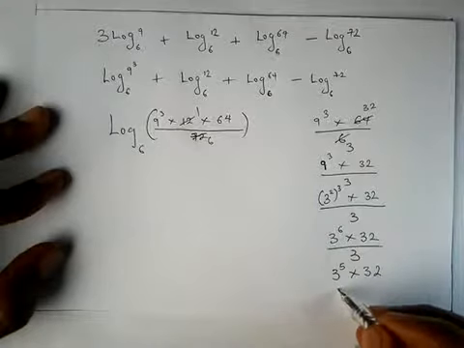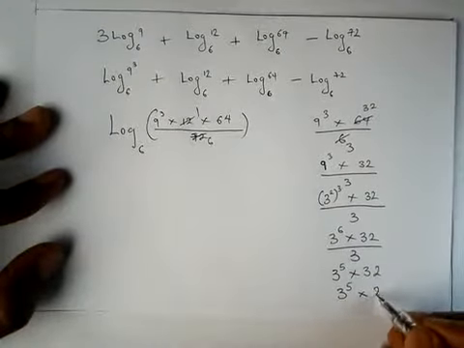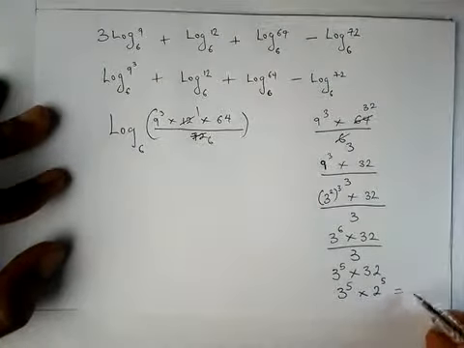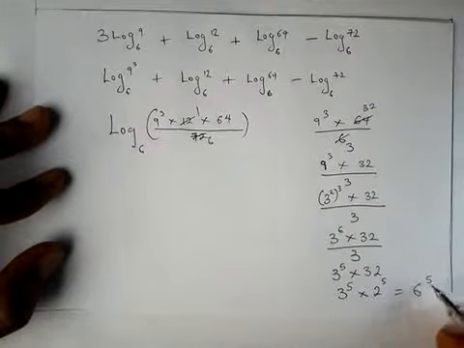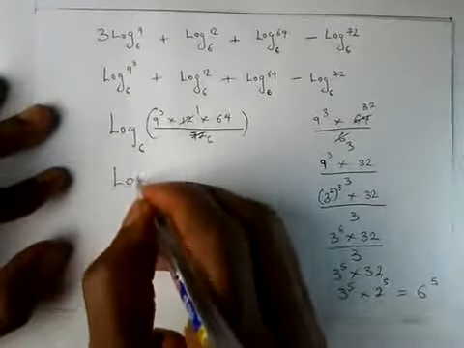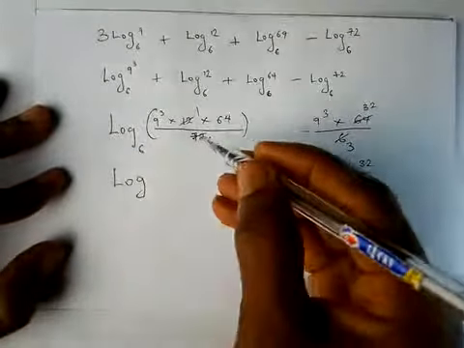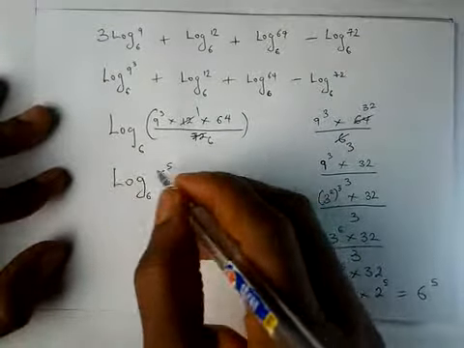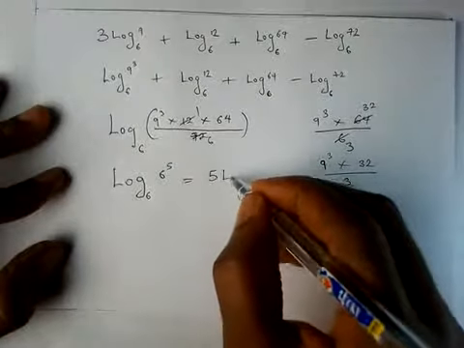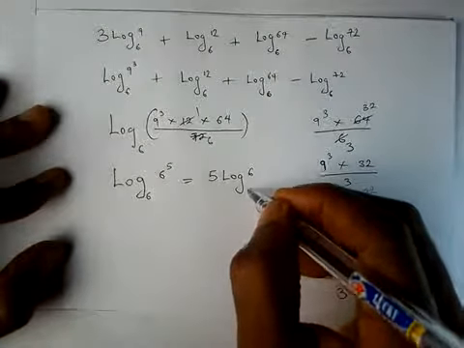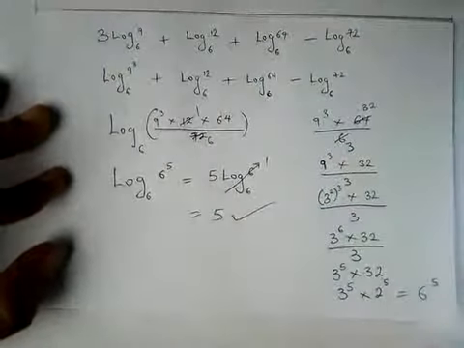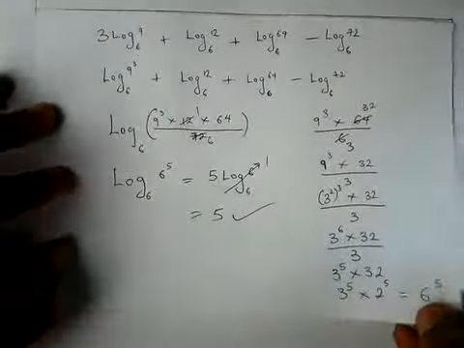Now, if you still remember indices correctly, 32 is 2 raised to power 5. Same powers, we can multiply the bases to be 6 raised to power 5. So that's log of 6 raised to power 5 to base 6. The 5 comes down to give you 5 log 6 to base 6. This is 1, and 5 times 1 is 5. Interesting, right?